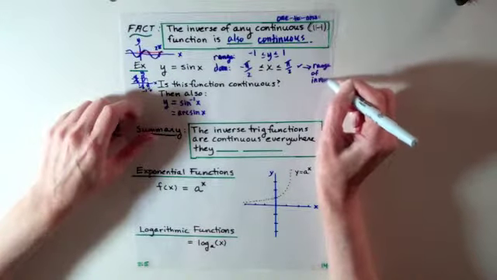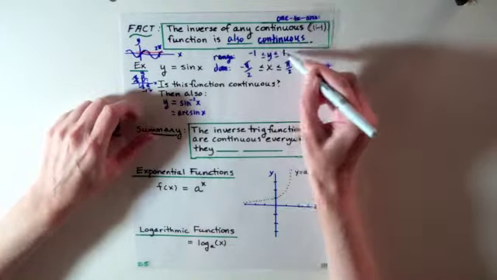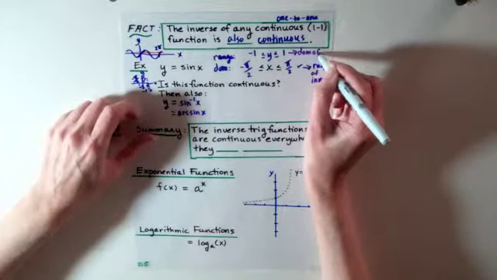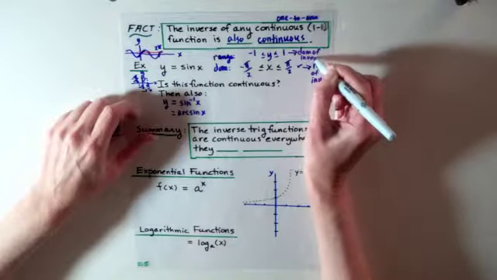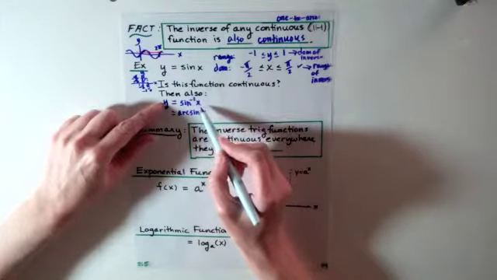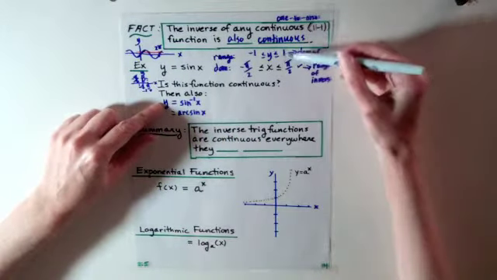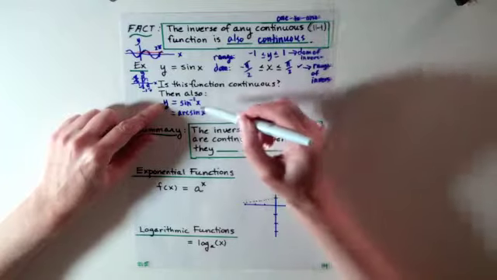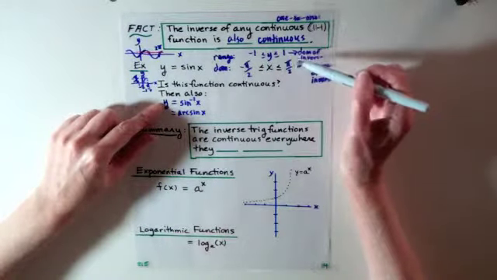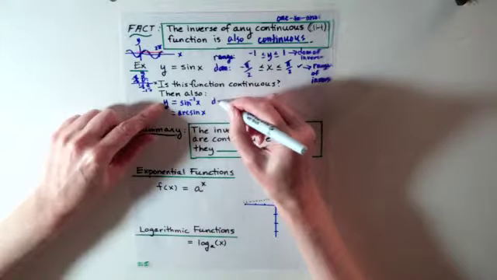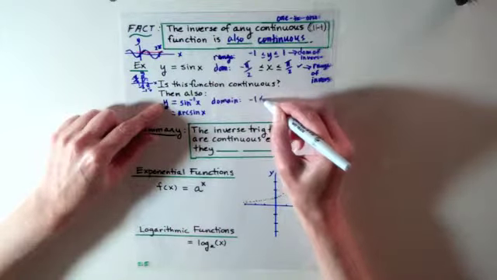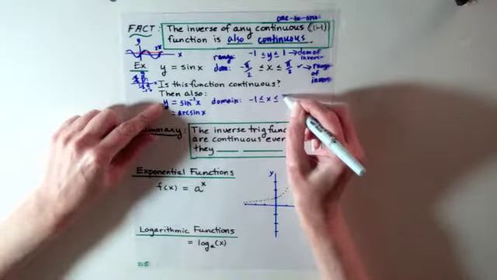And whatever was the range of your original function becomes the domain of the inverse function. So what does that mean the domain of y equals inverse sine of x would be? Well, it's the same as the range of the original function. In other words, the domain of this function is all numbers x between -1 and 1. So the domain of this function is -1 less than or equal to x less than or equal to 1.